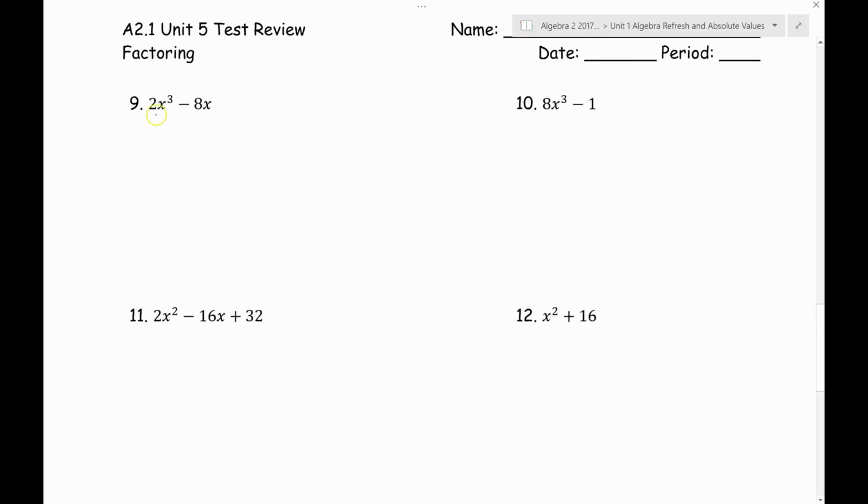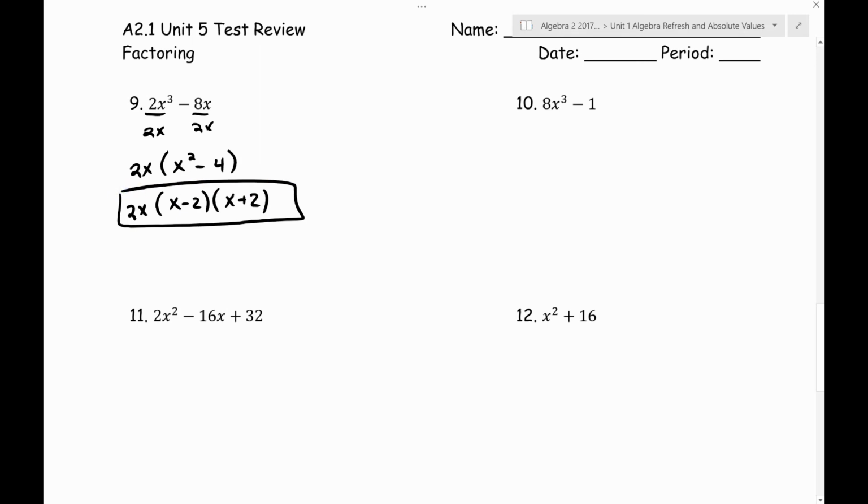Number 9, I can take out a GCD of 2x. So 2x times x squared minus 4. That's a difference of squares, so I can factor it, and let's see what we get. x minus 2 times x plus 2 here.